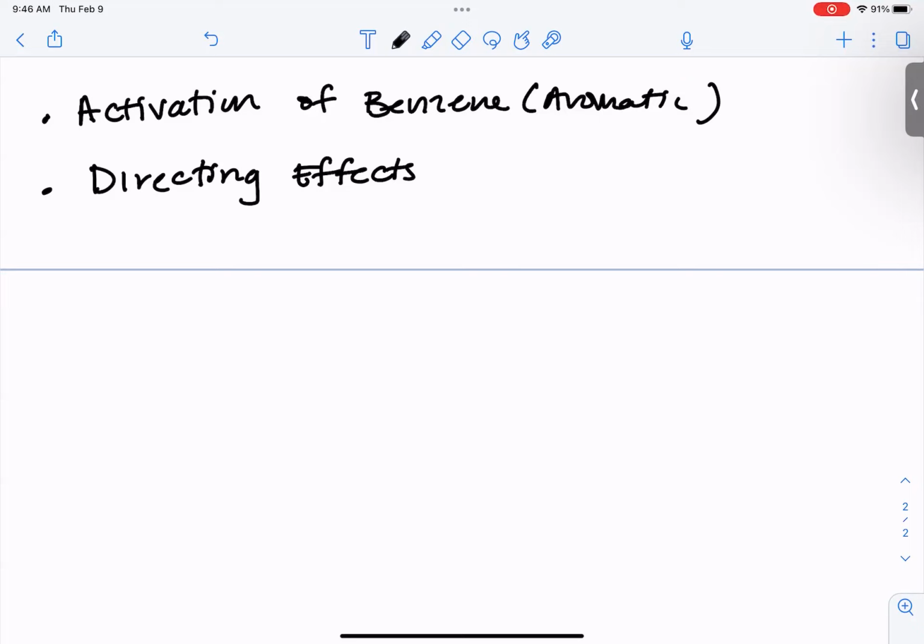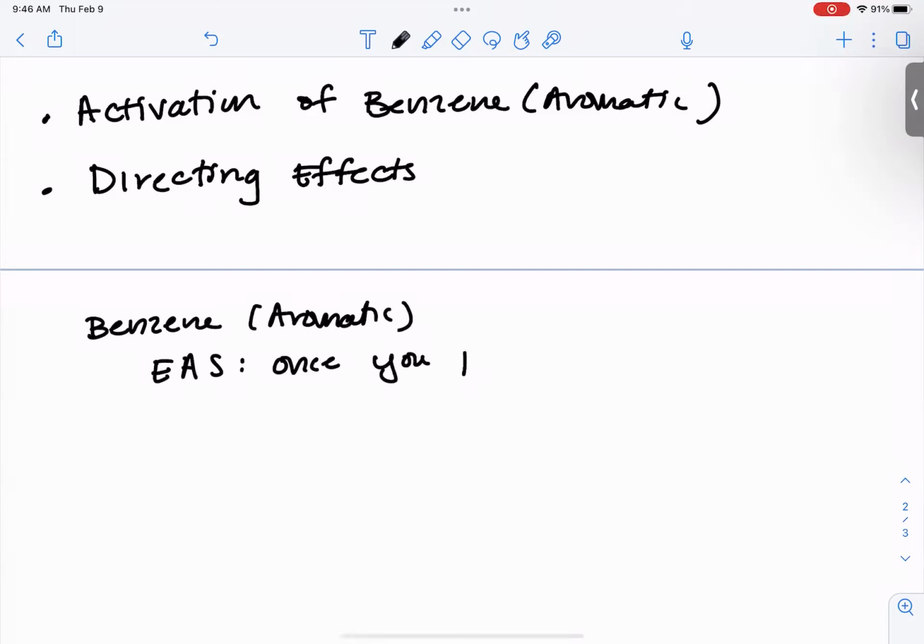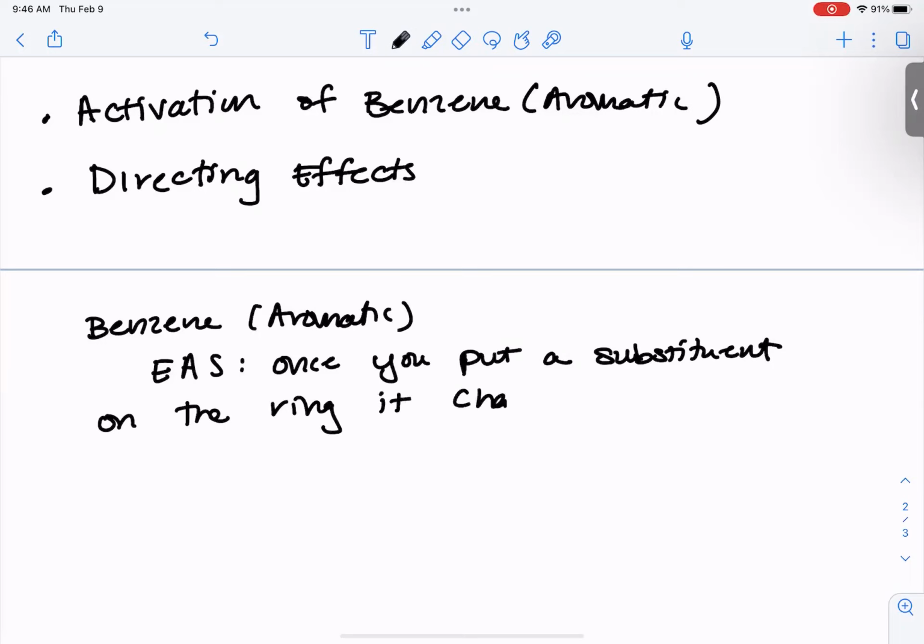All right, so when you have benzene or something that's aromatic, and you want to do electrophilic aromatic substitution, once you put a substituent on the ring, it changes the reactivity to additional electrophilic aromatic substitution.